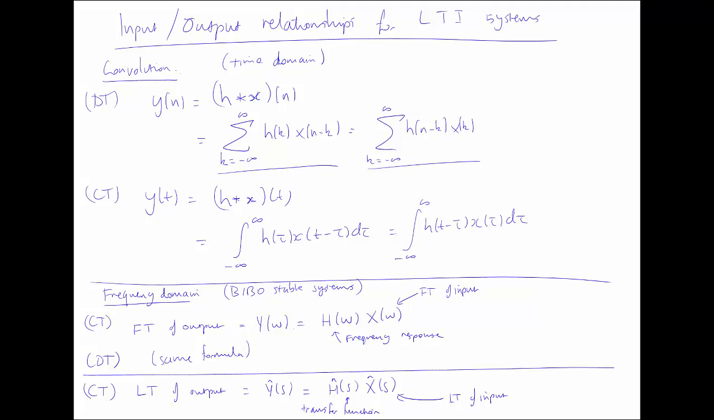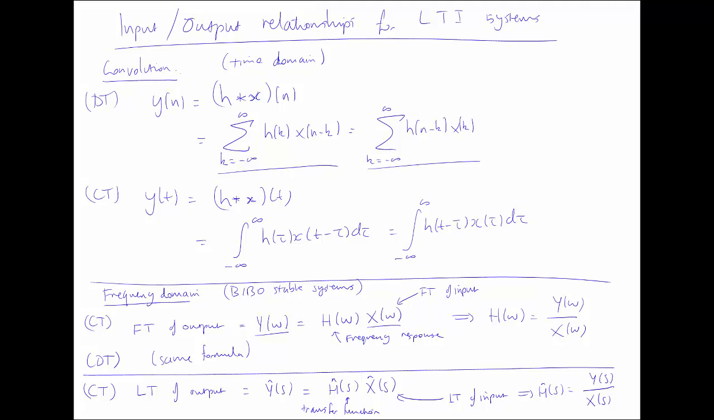And so, for example, if you know the Fourier transform of the input and the output, you can divide them to get a formula for the frequency response. And similarly for the transfer function. Okay, so this is a very, very useful thing to do.